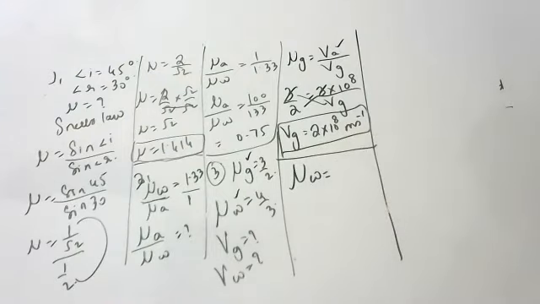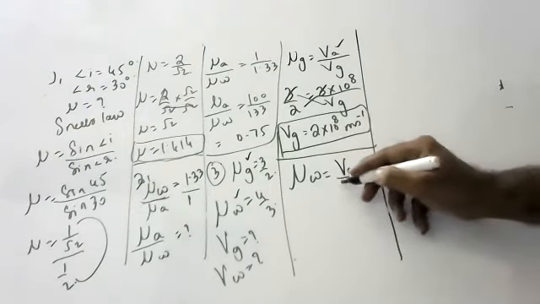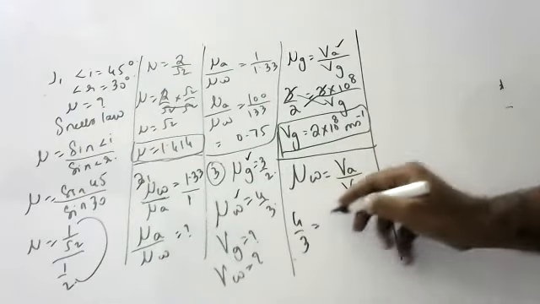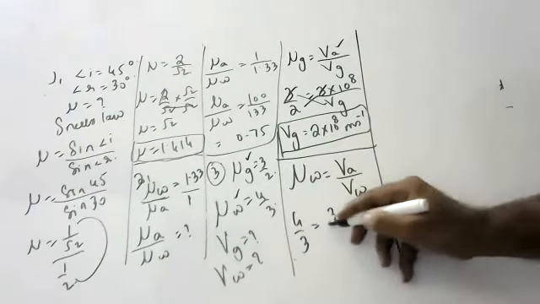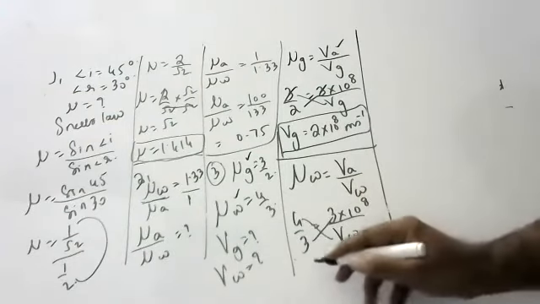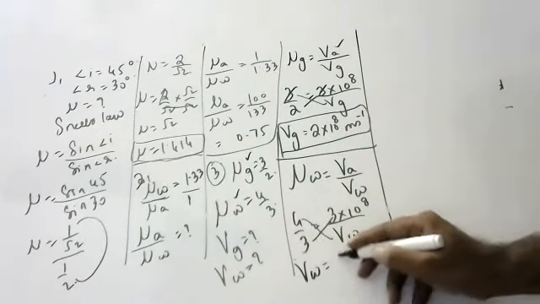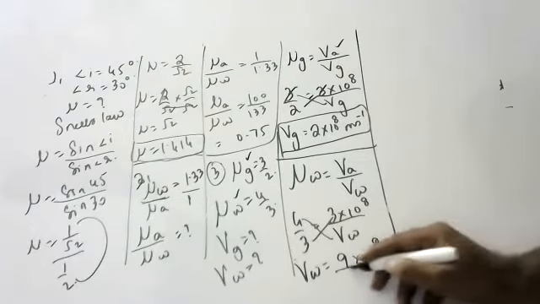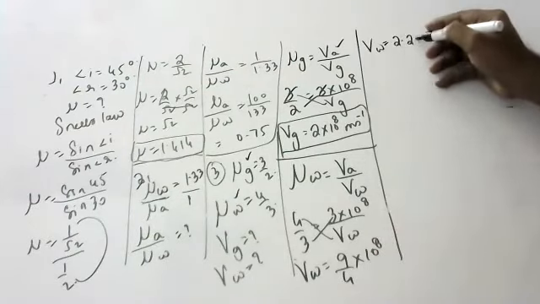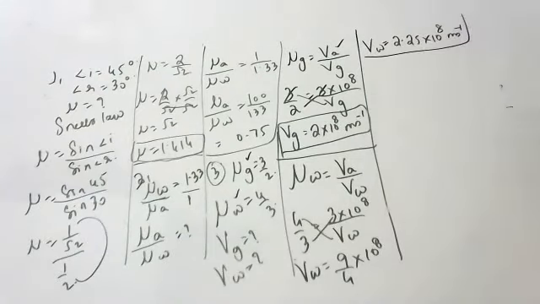Refractive index is 4 by 3, velocity of light in air by velocity of light in water. So 4 by 3 is equal to 3 into 10 to the power of 8 by velocity of water. This will go here. Velocity of light in water is 9 into 10 to the power of 8 by 4. So velocity of light in water is 2.25 into 10 to the power of 8 meters per second.